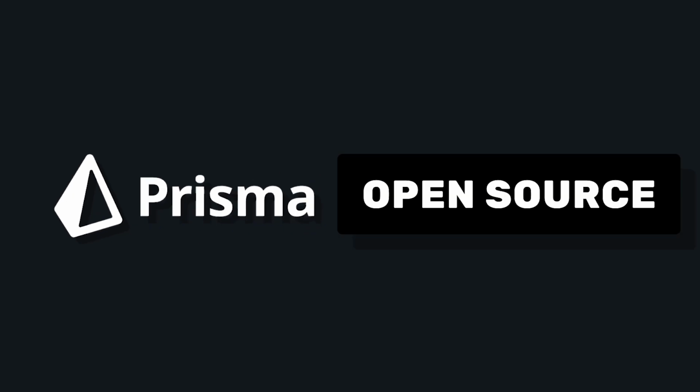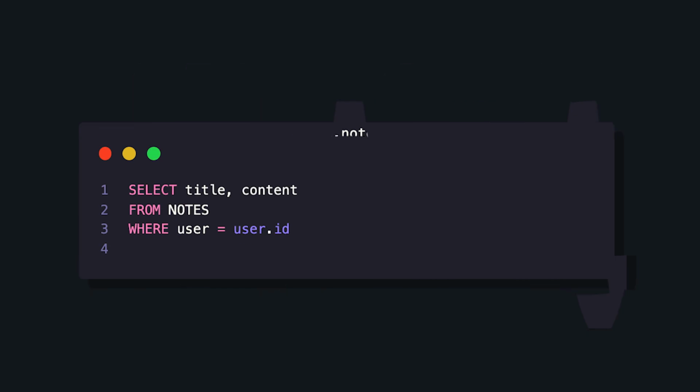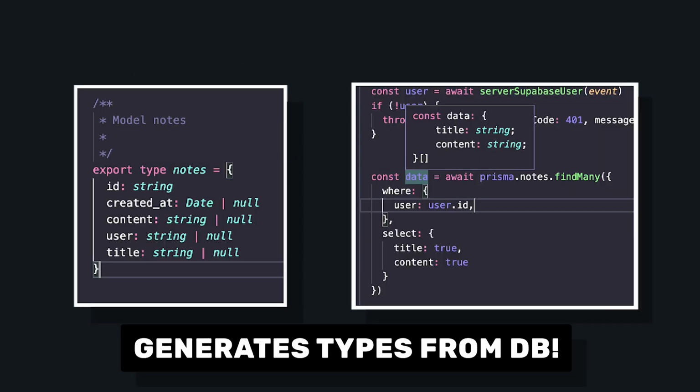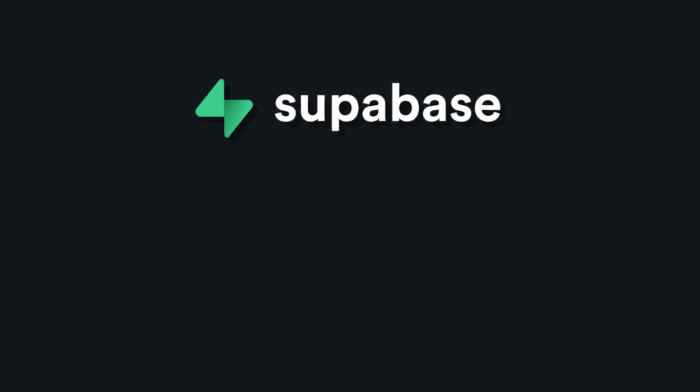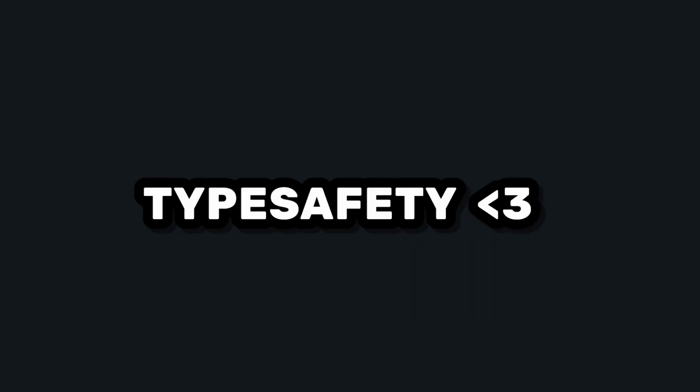Prisma is an open source ORM that makes it easier to interact with databases. It provides an abstraction around a lot of the SQL code used to interact with our database and gives us a nice type-safe client that we can use in our apps. In this video, we're going to look at using Supabase's Postgres database with Prisma to create a really smooth developer experience that should reduce a lot of issues in your app.